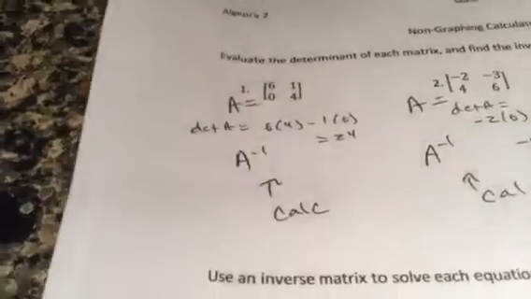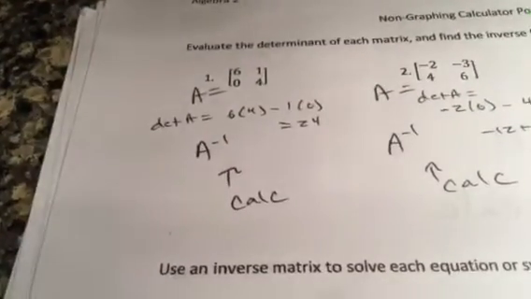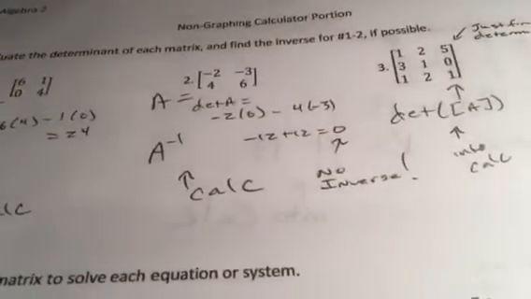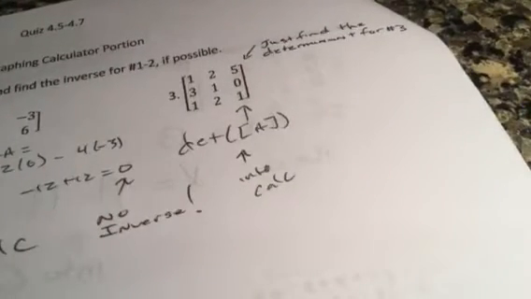Again, finding the determinant, you can just do difference of the cross products, do A inverse in your calc, just edit A. This one will have no inverse because if you get a determinant of 0, it has no inverse. And then honestly, just do determinant in your calculator for that one.